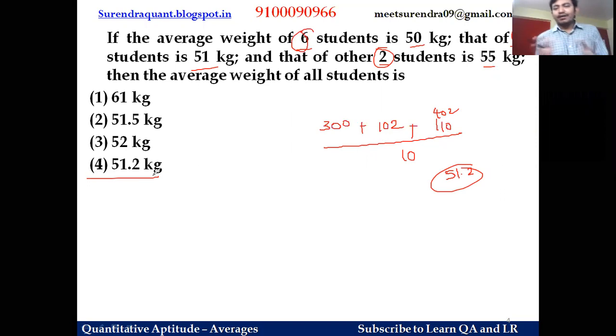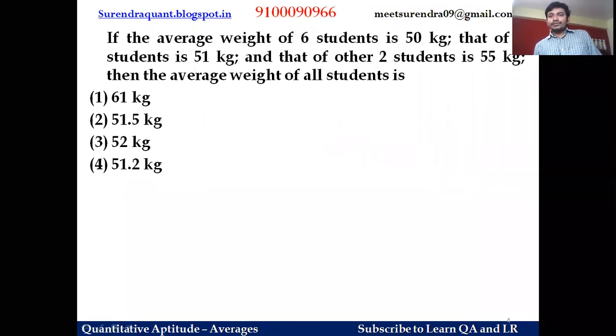So why did we do a simple multiplication? Because the numbers are so simple to multiply, and moreover, in the denominator, the number of terms are also simple numbers. So that's the reason we directly multiply the numbers. Otherwise, you can split the terms and do it. That is nothing wrong. Next question.